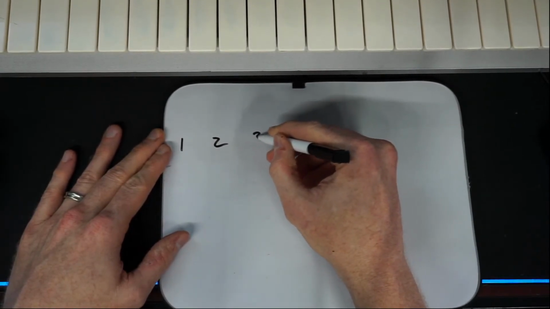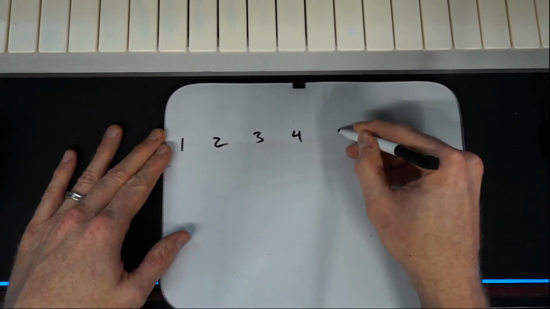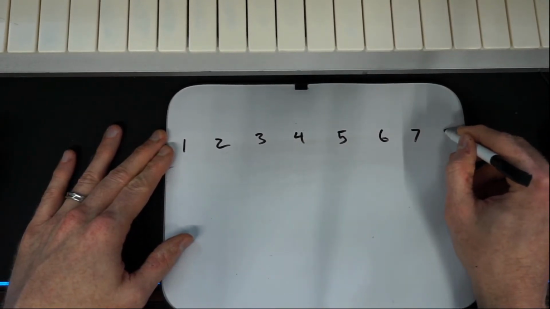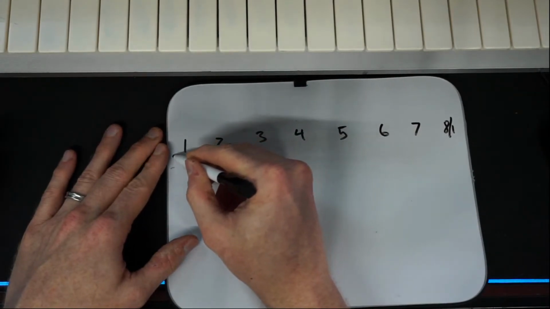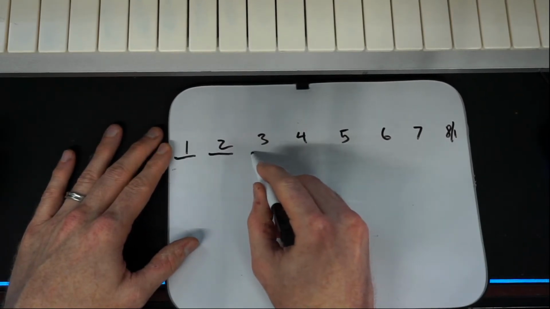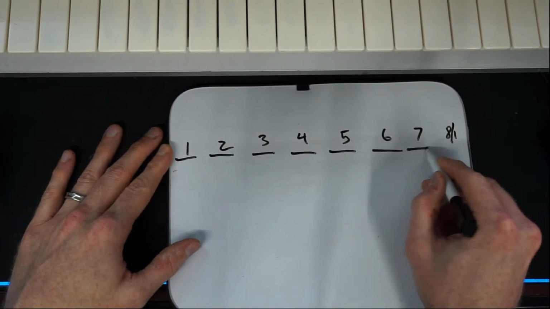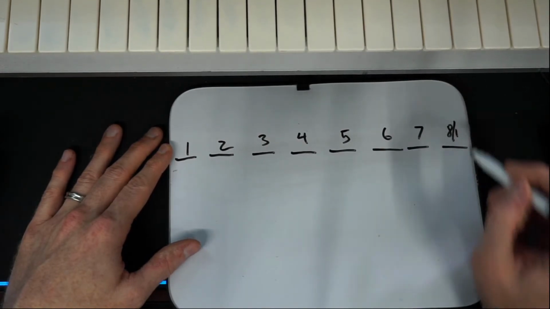2, 3, 4, 5, 6, 7, and 8 or 1. And then let's underline these. So again, every major scale has 7 notes, and then it repeats the first one. That's why this is called 8 or 1.